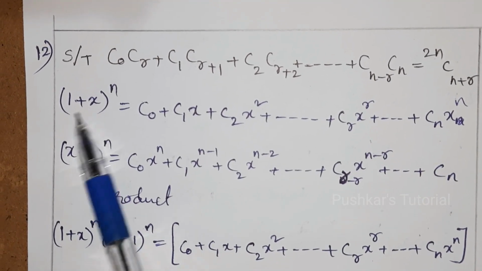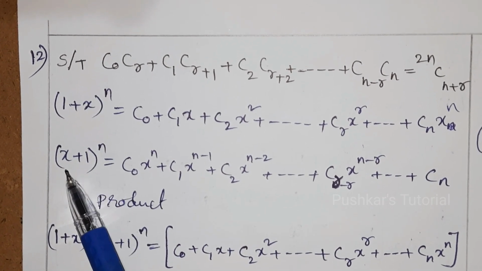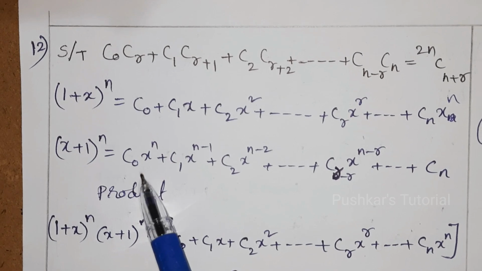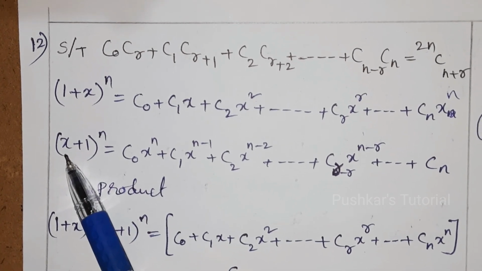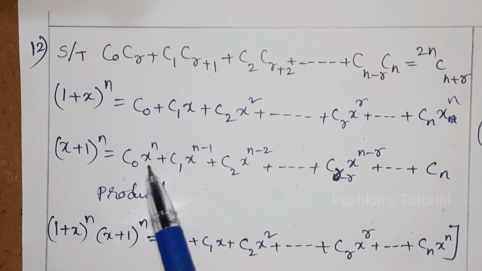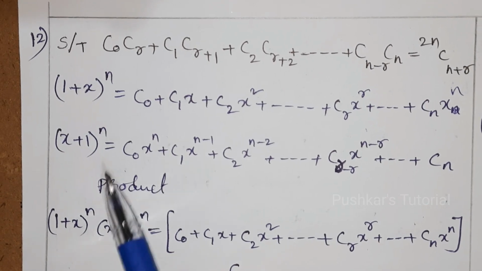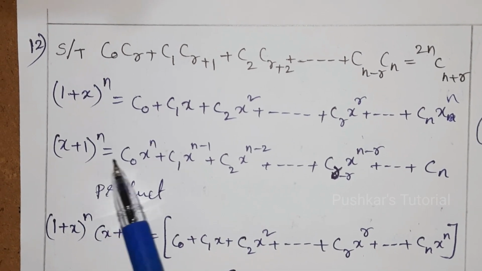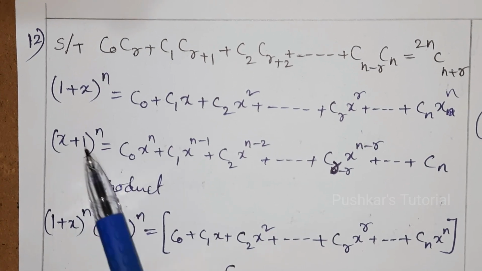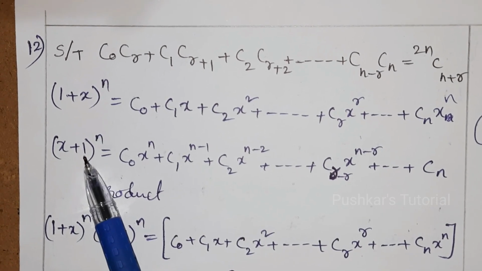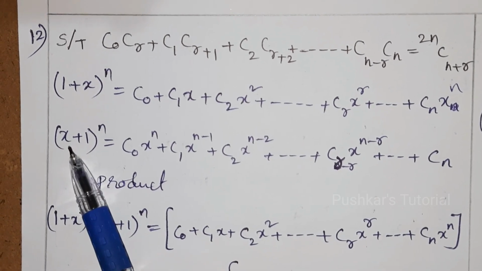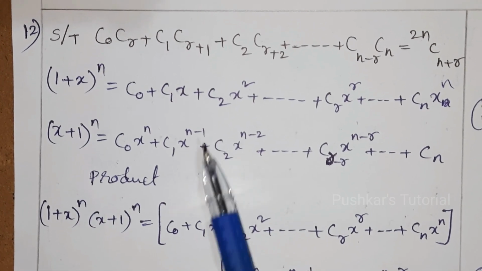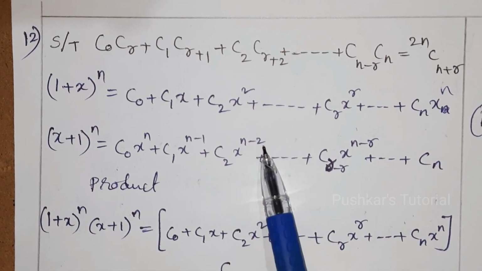Next, I am just interchanging the letters. So first, (x+1)ⁿ equals C0, starting with the starting term. What is the starting term here? x. So xⁿ. C1 x to the power of n−1, because the first term decreases by 1 each time. The second term increases; the second term is 1, and 1 to any power is 1, so no need to write it. But the first term we should write. So x is decreased by 1 time: x to the power n−1. Next C2 x to the power of n−2.